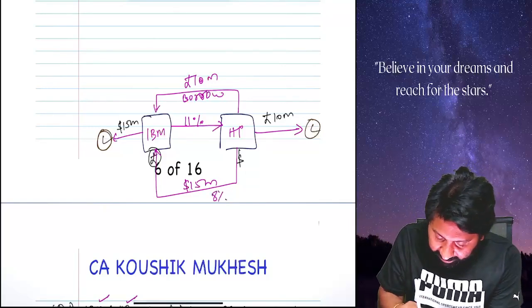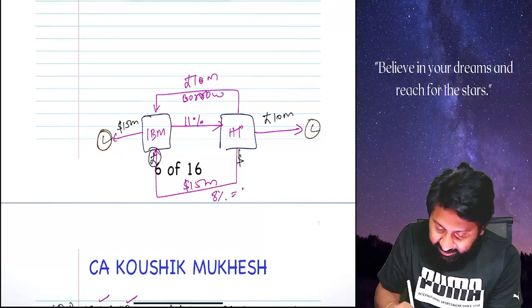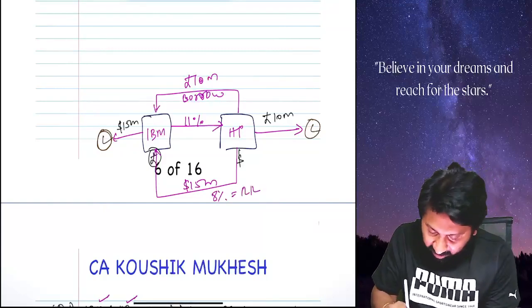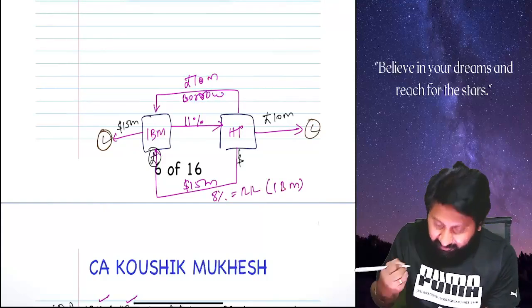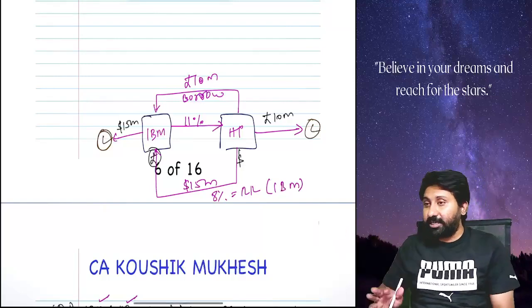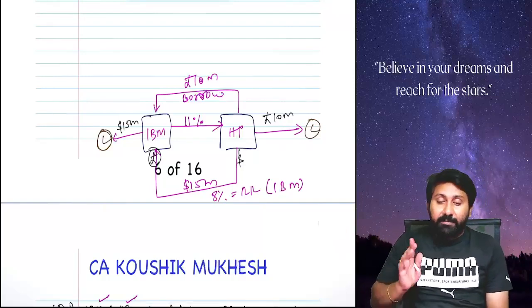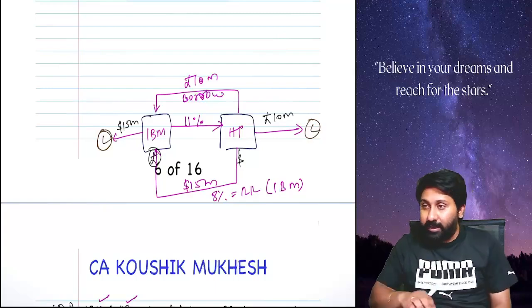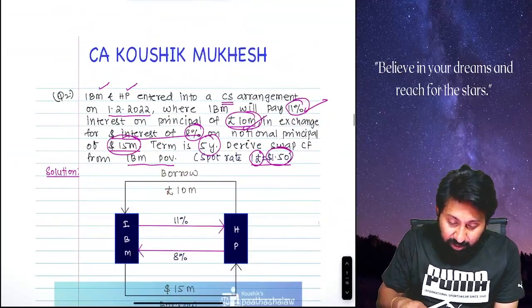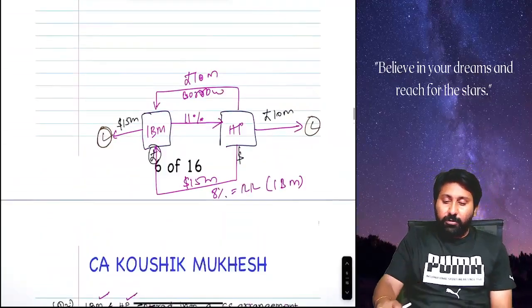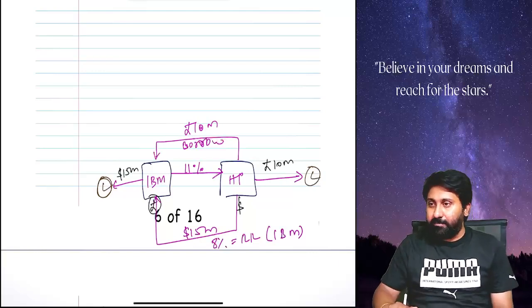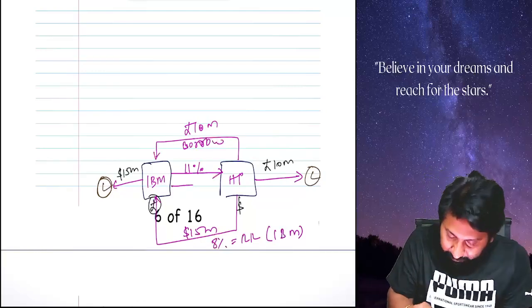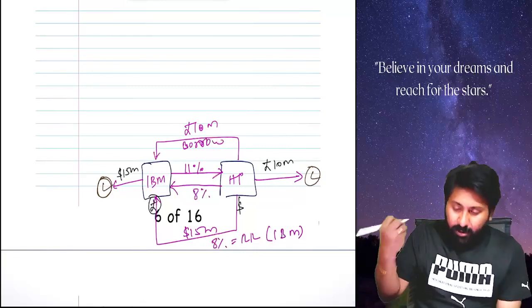At what rate? 8%. This 8% is the required return for IBM. Required return for IBM means that 8% will be used as a PV factor for IBM. This 11% will be used as a PV factor for HP. In the question, they asked to calculate from IBM's point of view, so the PV factor should be taken at 8% because it is received by them. Okay.